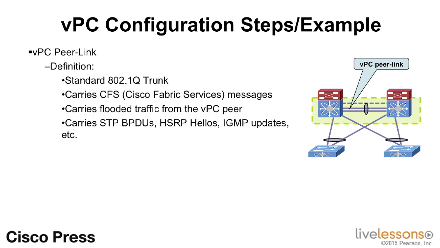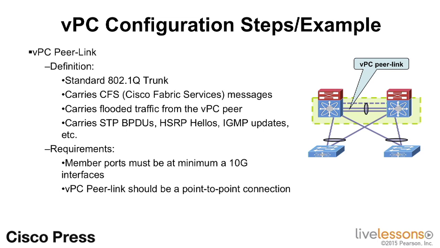It is a standard .1Q trunk interface. It carries the Cisco Fabric Services message. It carries flooded traffic from the other VPC peer. And it carries STP BPDUs, HSRP hellos, and IGMP updates. The requirements for this interface would be that the member ports must be at minimum a 10 gig interface, and the VPC peer link should be a point-to-point connection.